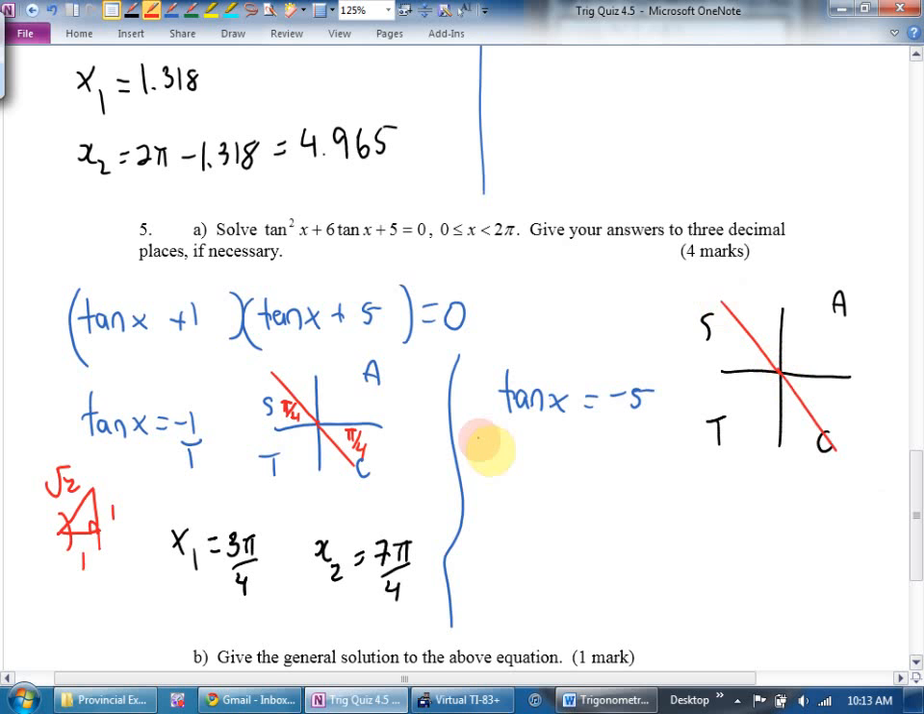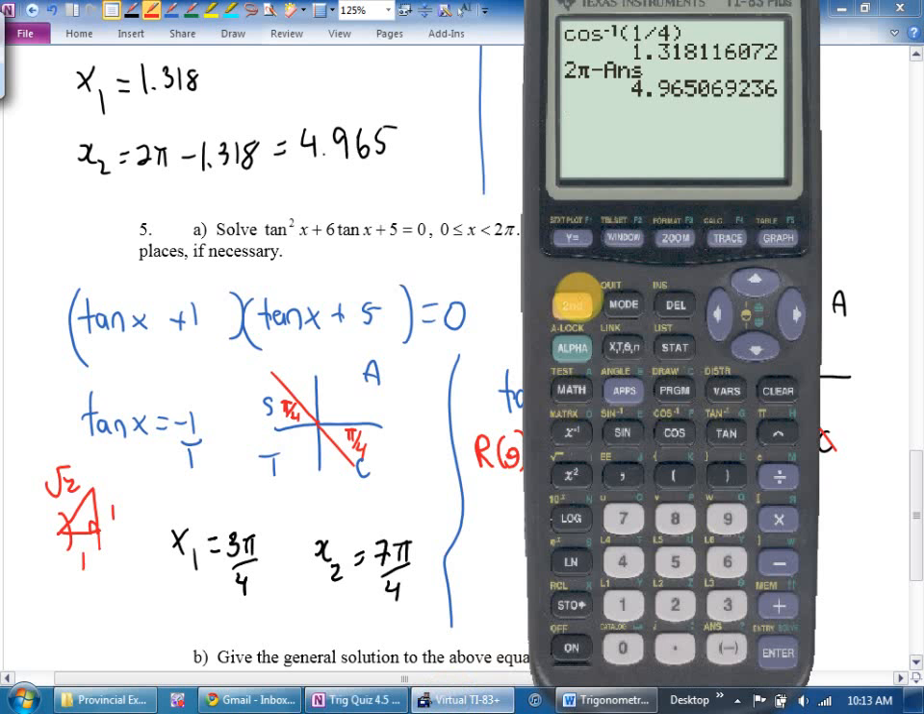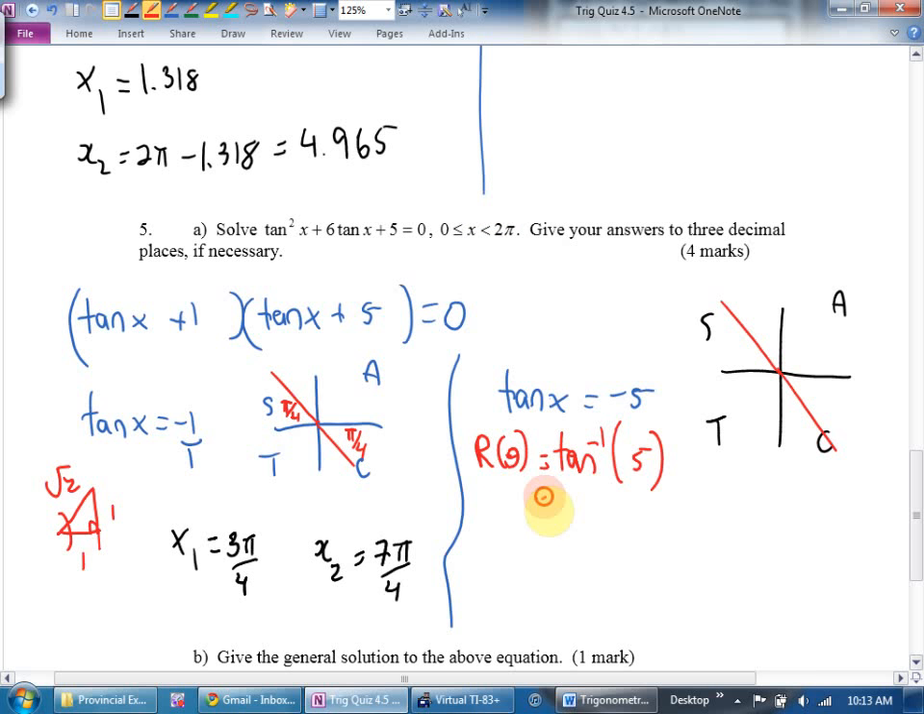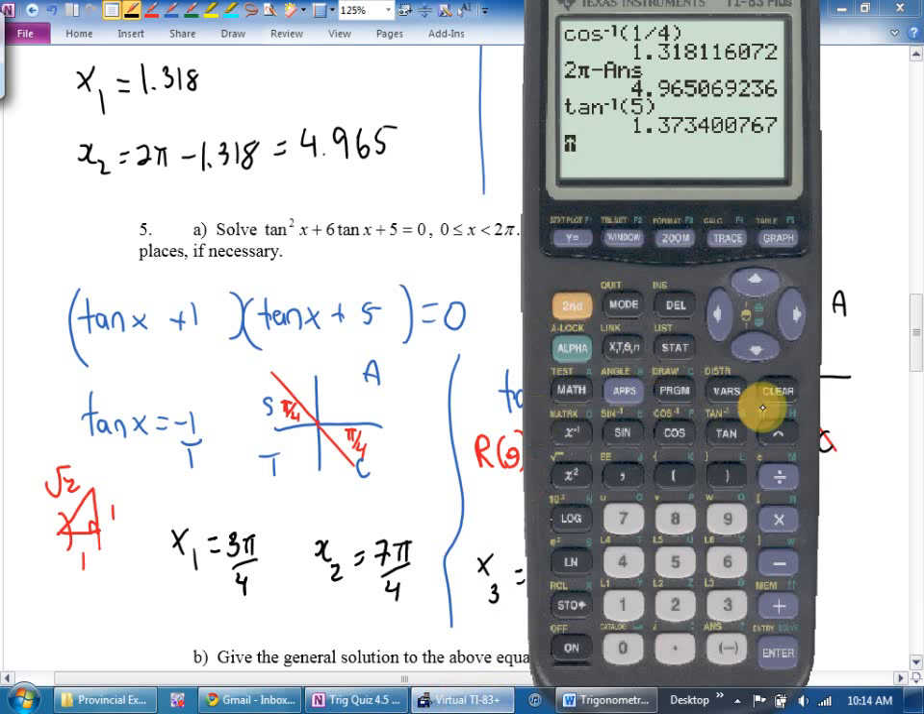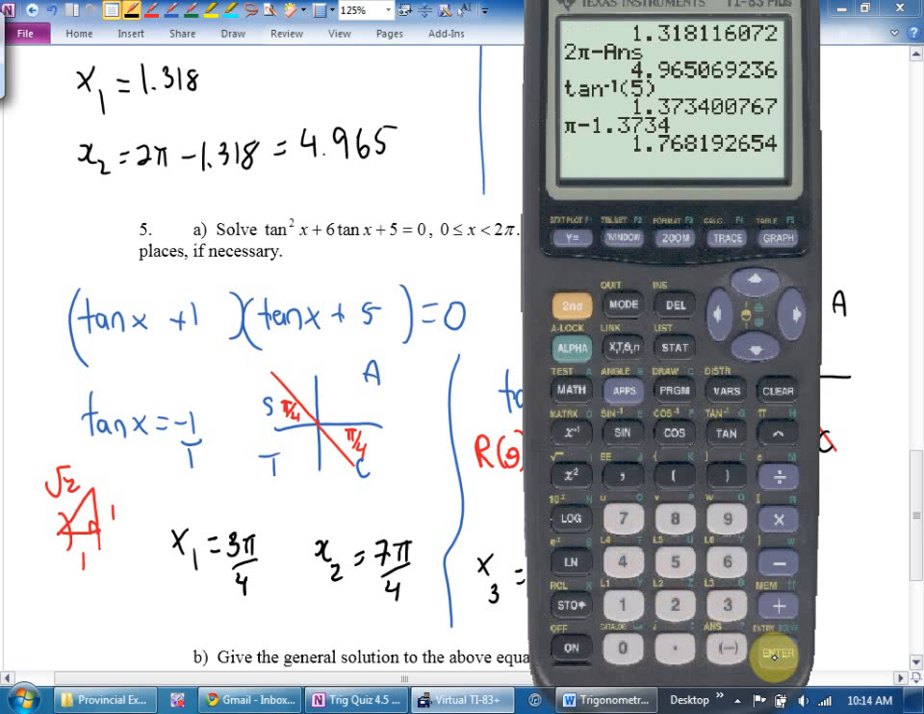But here I'm going to find the reference angle by going inverse tan of 5, not negative 5, of 5. And I get 1.3734, which means that angle and that angle are both 1.3734. So the first angle, x3 I'll call it, is pi minus 1.3734. I get 1.768.